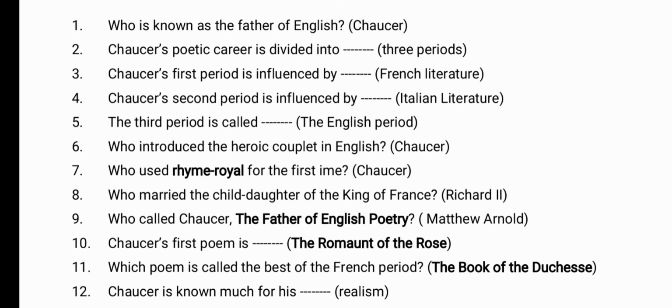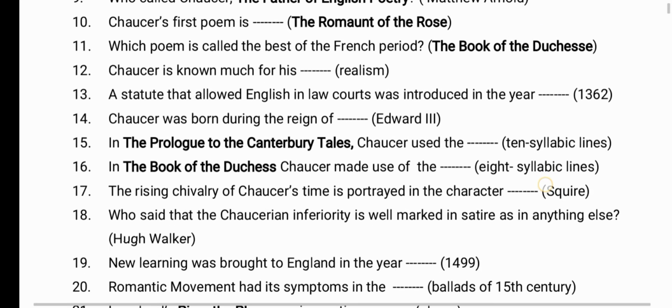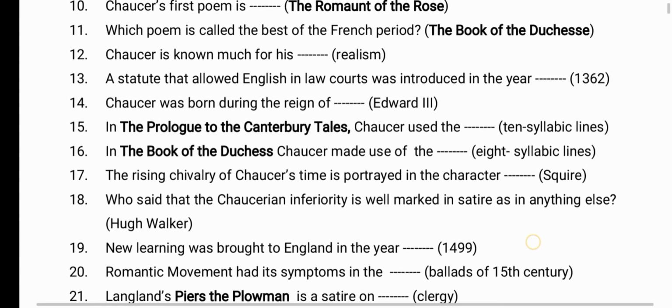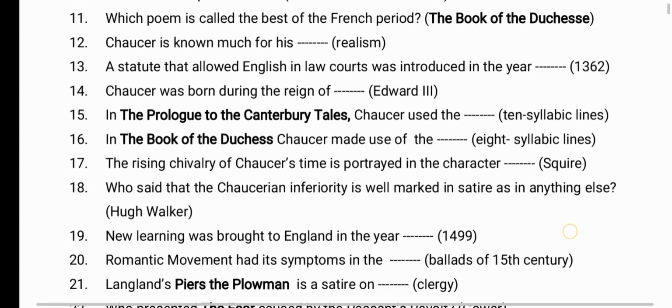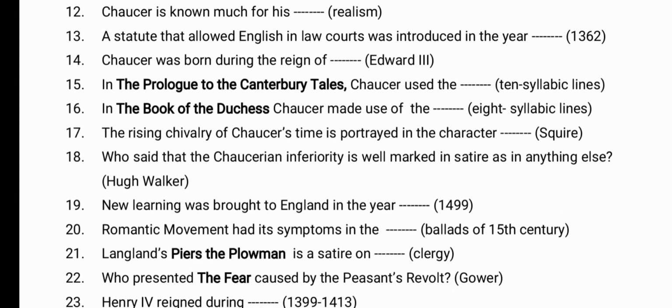Chaucer is known much for his realism. A statute that allowed English in law courts was introduced in the year 1362. Chaucer was born during the reign of Edward III. In the prologue to the Canterbury Tales, Chaucer used ten syllabic lines. In the Book of the Duchess, Chaucer made use of eight syllabic lines.